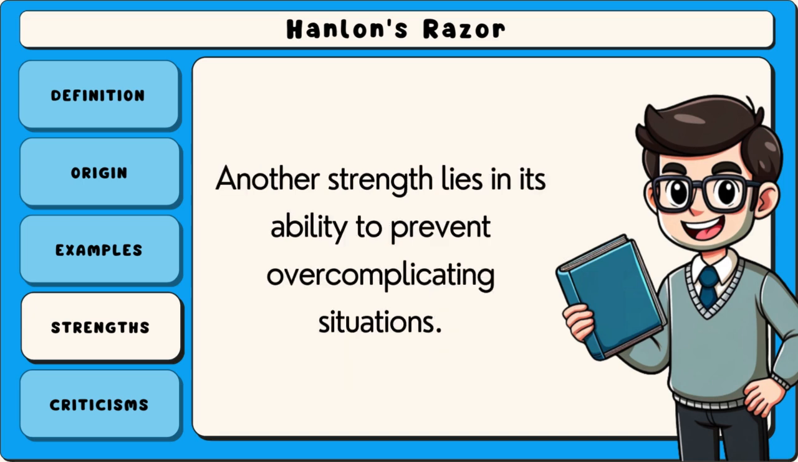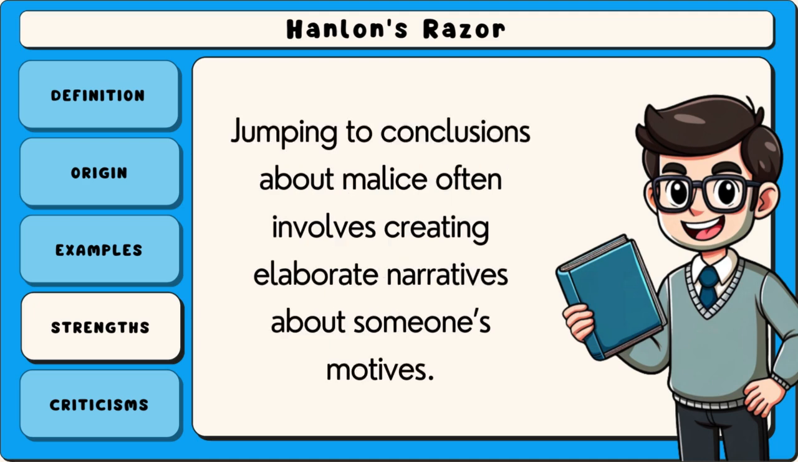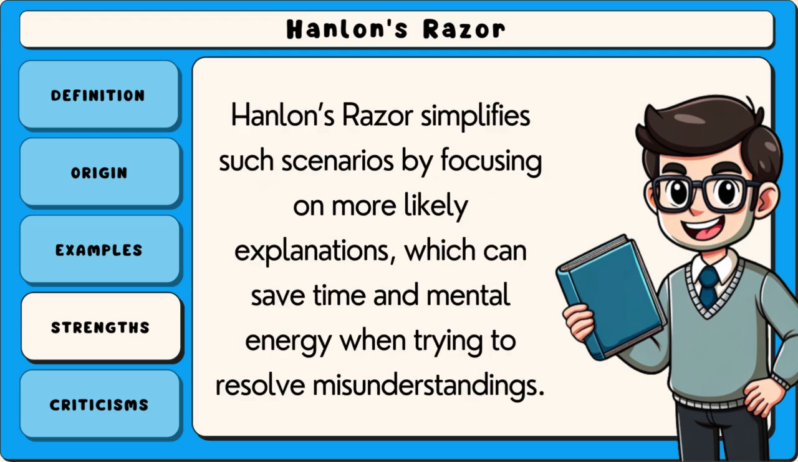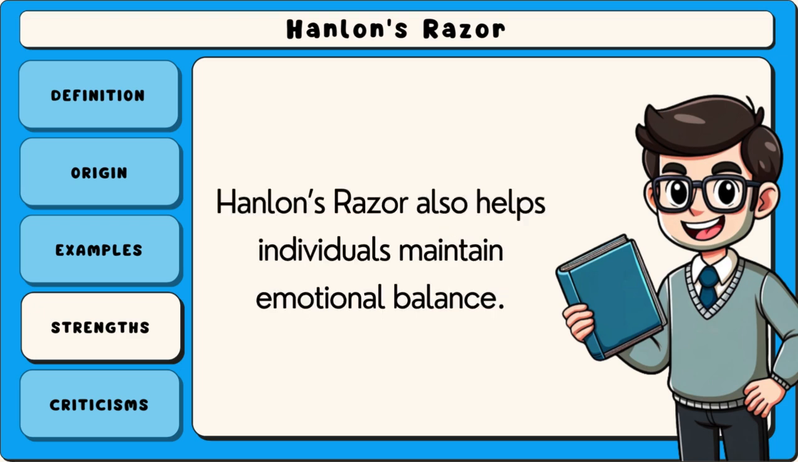Another strength lies in its ability to prevent overcomplicating situations. Jumping to conclusions about malice often involves creating elaborate narratives about someone's motives. Hanlon's razor simplifies such scenarios by focusing on more likely explanations, which can save time and mental energy when trying to resolve misunderstandings.